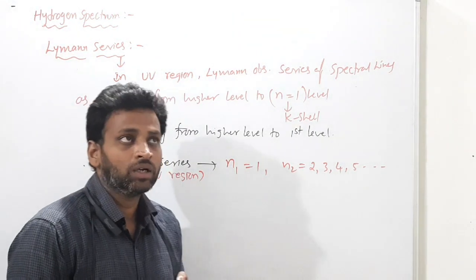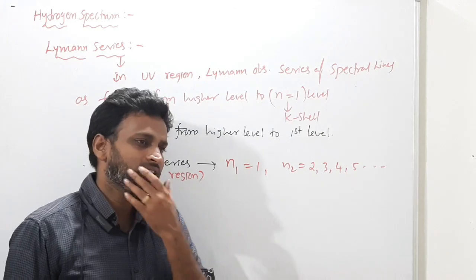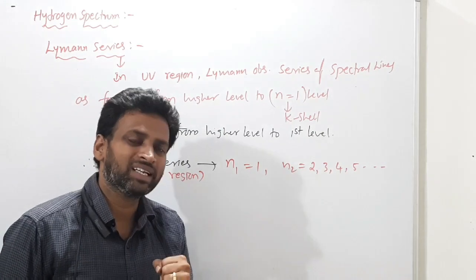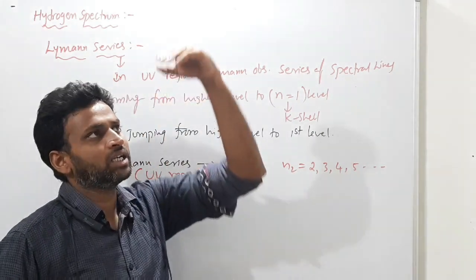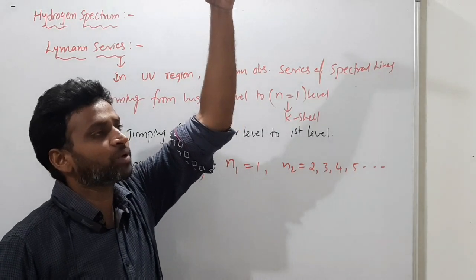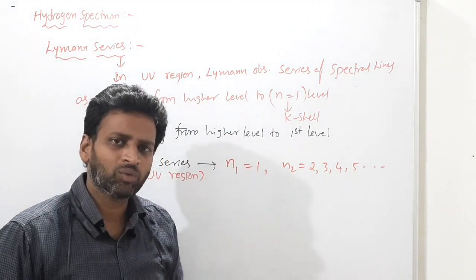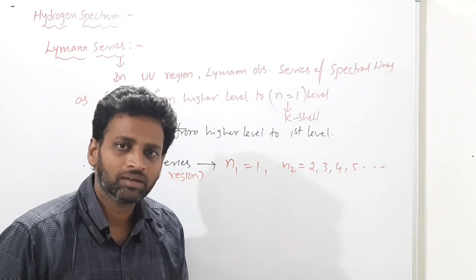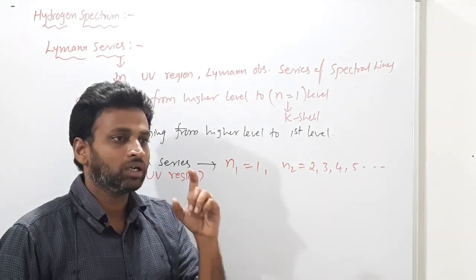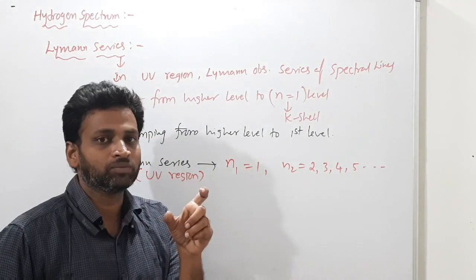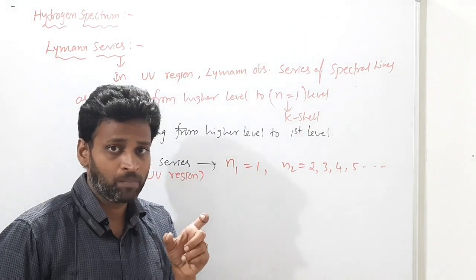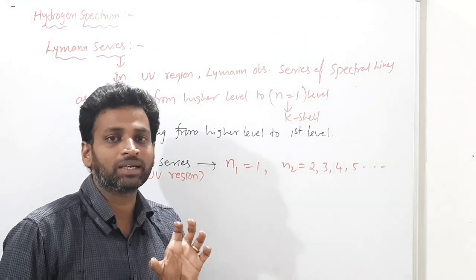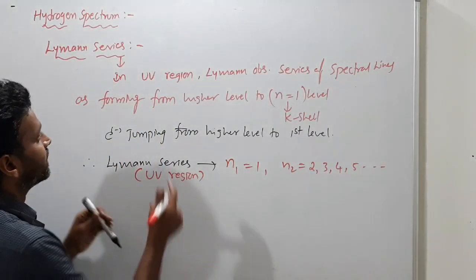What did Lyman observe? He had a doubt actually. Why are spectral lines forming in the visible region only? Why is the excited electron jumping from a higher level to the second level only? Why not to the first level? Then he came to know that those spectral lines will form, but not in the visible region. In the UV region it will happen.